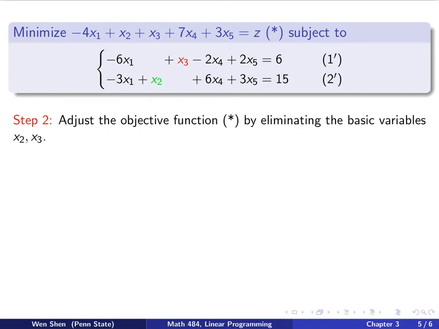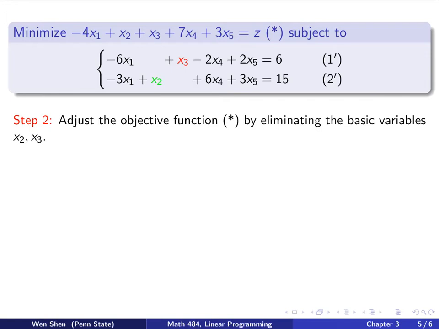Okay, so now I put the new equations for the constraints here. So now our problem is minimizing this objective function, which we haven't touched, subject to the constraints, which are now in canonical form, with the basic variables x2 and x3. Now we go to the second step.